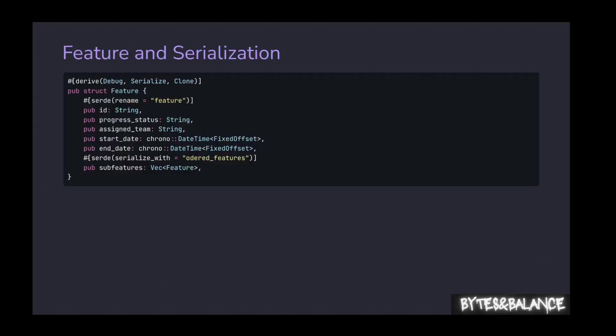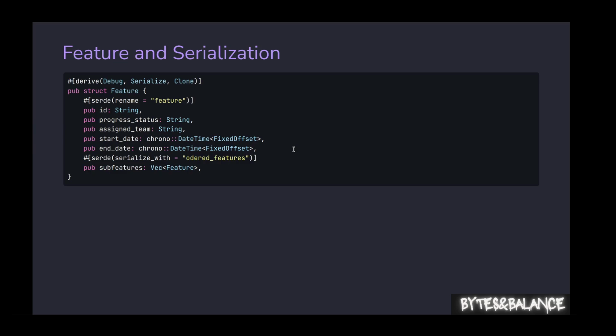So the feature struct. The feature struct represents a feature in a software development project. It has the following fields: ID, which is a string identifier for the feature; progress status, could be in progress or finished, or any sort of progress status that it has; assigned team, start date, end date, and subfeatures. And subfeatures are actually a vector of feature. A feature is an object representing subfeatures of the current feature.